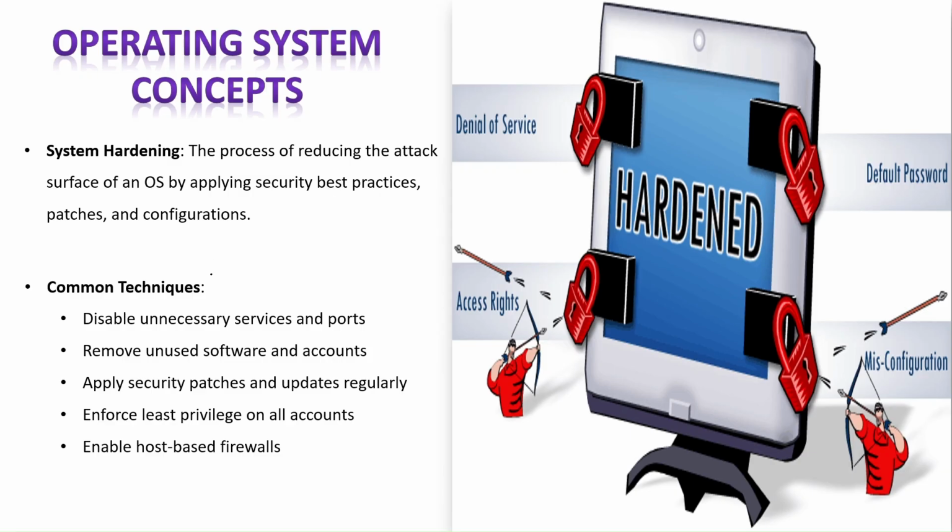What are some common techniques of system hardening? The most important and foremost is to disable unnecessary services or ports. Unnecessary means that they are not used for any business purposes or in your operations. They need to be disabled, and this is how we reduce the attack surface. If a service or a port is disabled, the attack surface is automatically reduced and it can no longer be exploited.